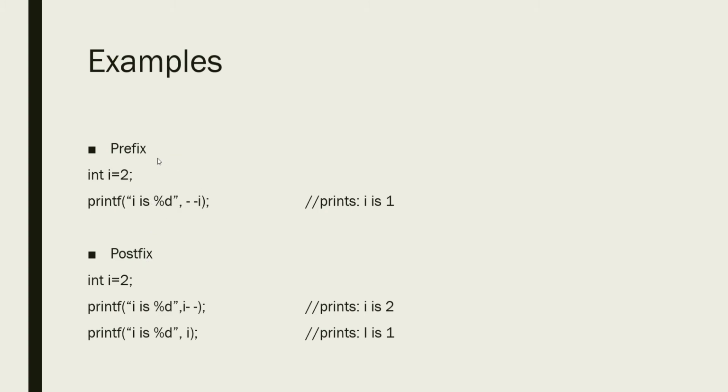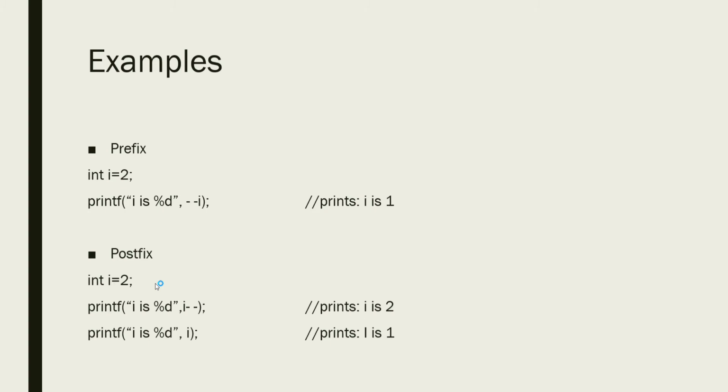So here's an example. This is an example of prefix. i is going to equal 2. And now we're going to printf "i is %d", minus minus i. So like I said, it's going to change the value before it's printed. So the new value is going to be printed with it. So i is 1 because it's subtracting before it goes into the print.